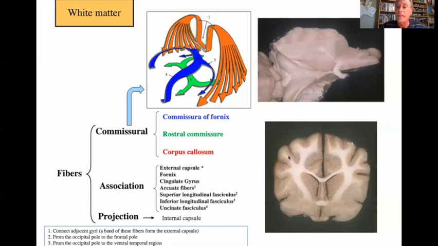Association fibers are fibers that communicate different areas, but inside of one cerebral hemisphere. They do not cross, or they do not project to different areas apart from the cerebrum, right?